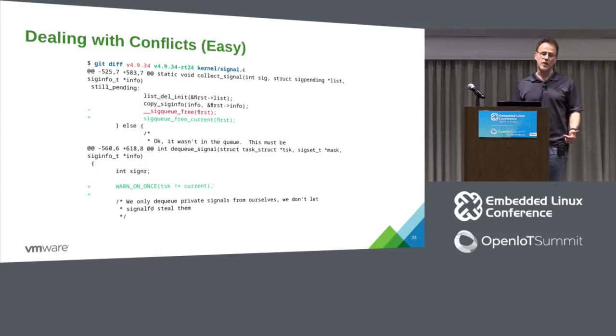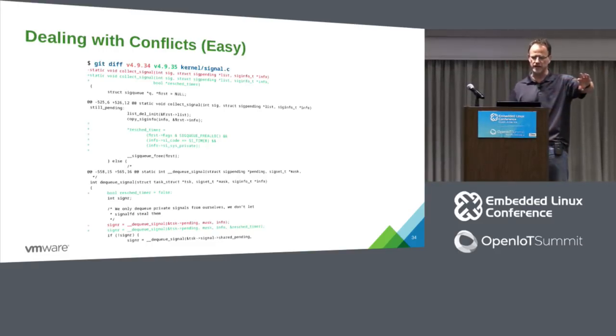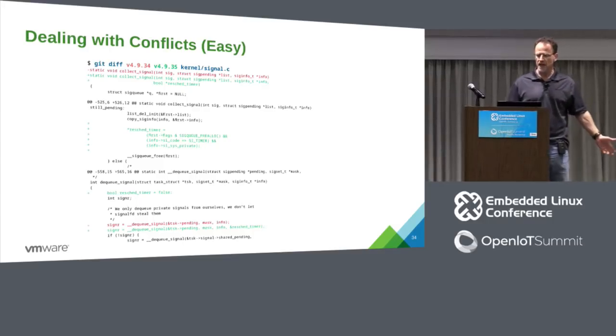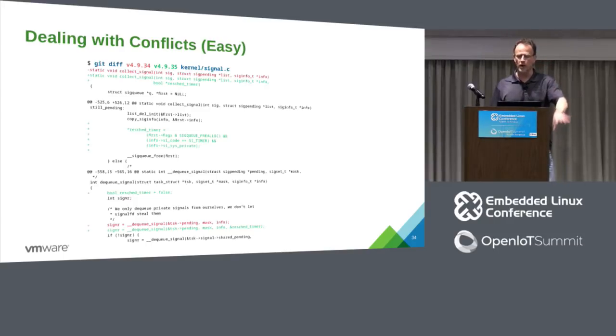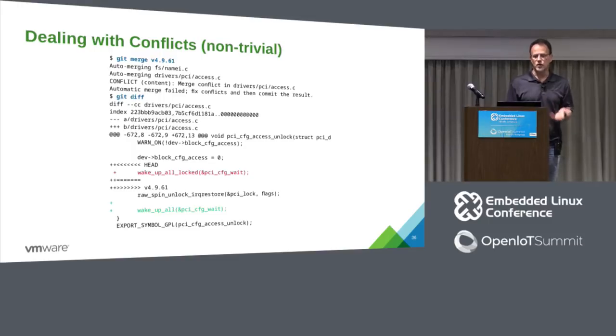So then I go and say, okay, let's see what happened with 4.9.35. I diff the exact same source, 4.9.34, to see what 4.9.35 did, and let's look at what it did. Okay, yeah, there's some stuff at the top, and then I added this little resched timer just above this. No big deal, not too hard. Down below, it added a little resched_timer equals false. Okay, so there's a little conflict there. It's pretty easy. So, finally, this is the final result. I do the rename, add this, do some changes. Easy conflict resolution.